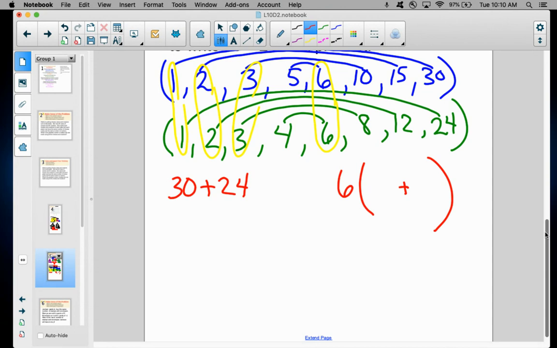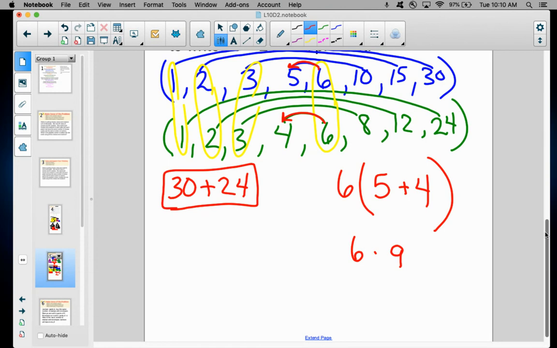So if you are doing this, the factor pair of 30 is 5. 5 goes on the inside. And the factor pair of 6 for 24 is 4, so the 4 goes on the inside. And again, you can add it up and then do the multiplication. 6 times 9 is the same as 30 plus 24. So we practiced that as well.